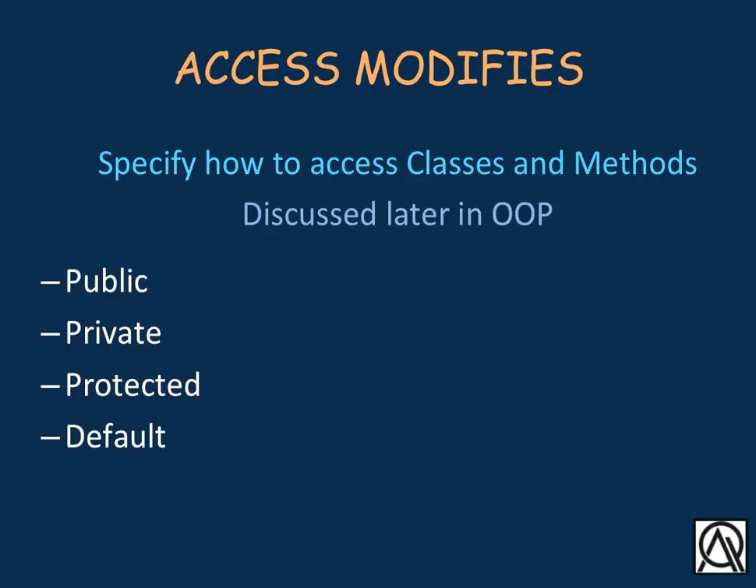Now let's see what the access modifiers are. Access modifiers are keywords that specify how to access classes and methods. This will be discussed later in OOP. We have several keywords: public, private, protected, and default. I just want you to get an idea, because these keywords are used in a simple Java program, and I will explain them later in OOP.